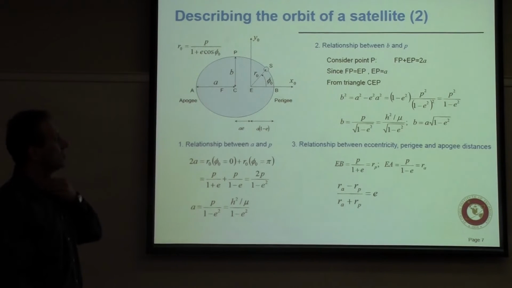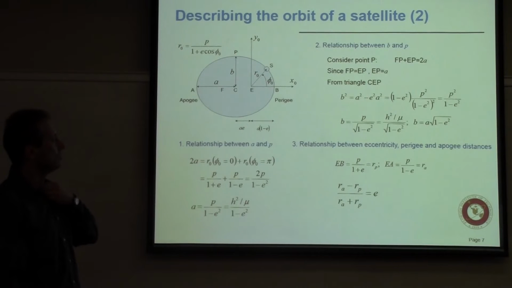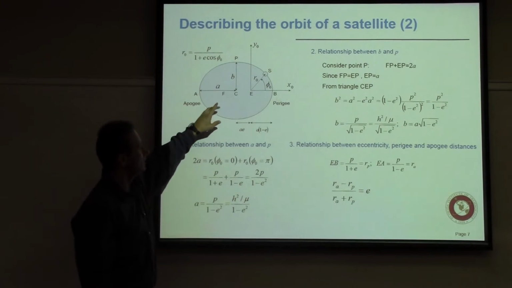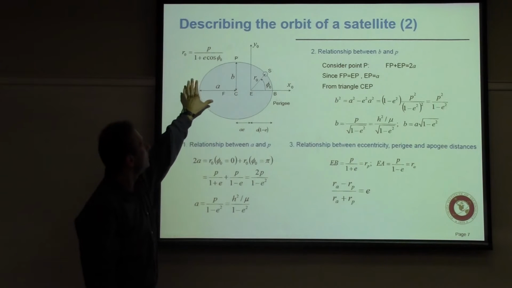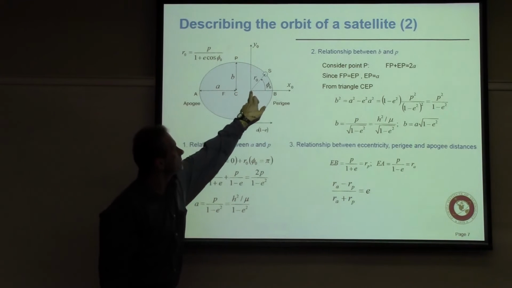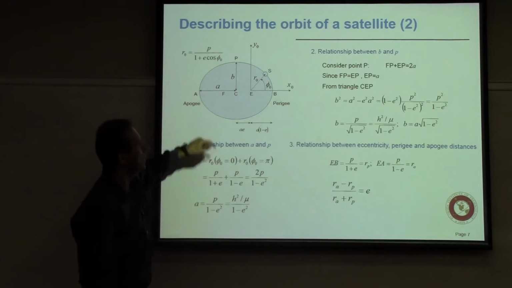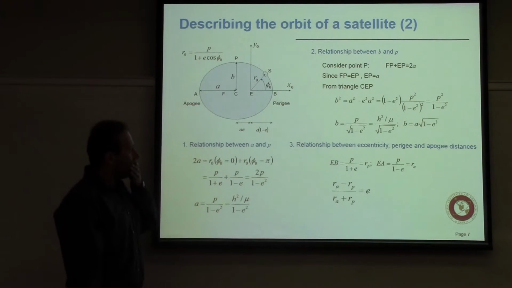Now, that's the second equation that we're going to be using. The third equation establishes the relationship between eccentricity, distance to the perigee, this distance from E to B, and distance to the apogee, which is the distance between E and A.